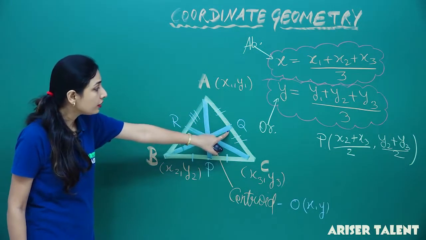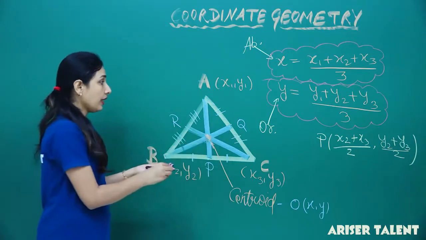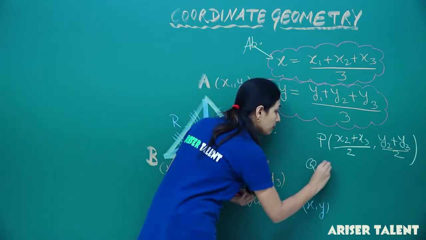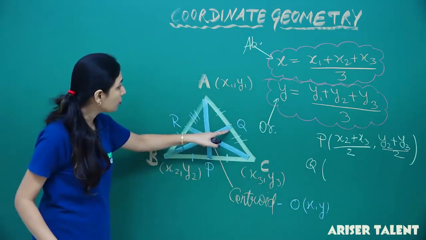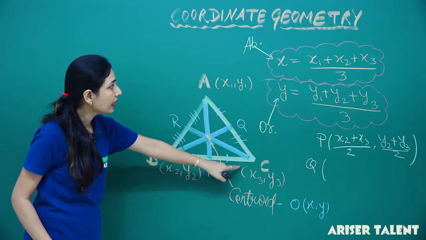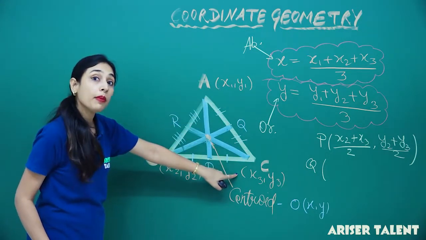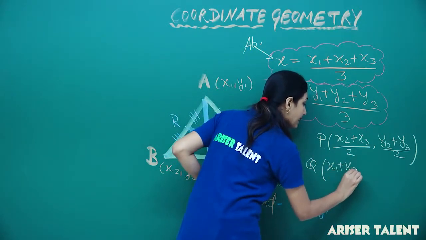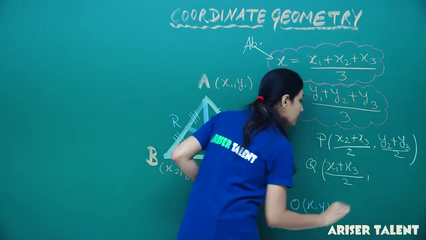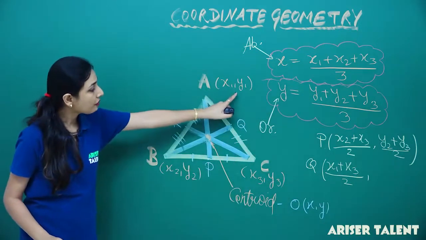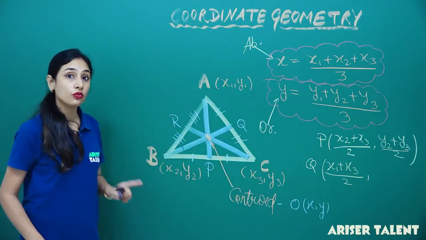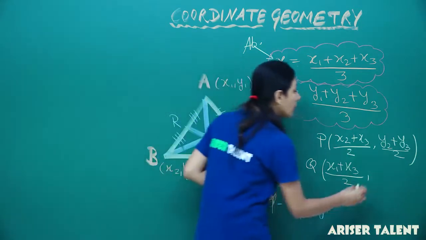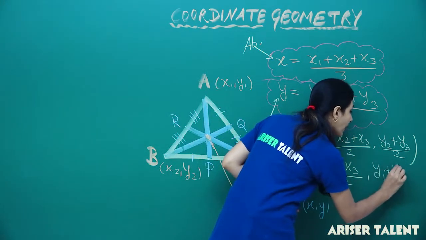Now if I talk about the coordinates of Q, what are they? They involve x1 and x3. So the abscissa is x1 plus x3 by 2, and the ordinate is y1 plus y3 by 2.